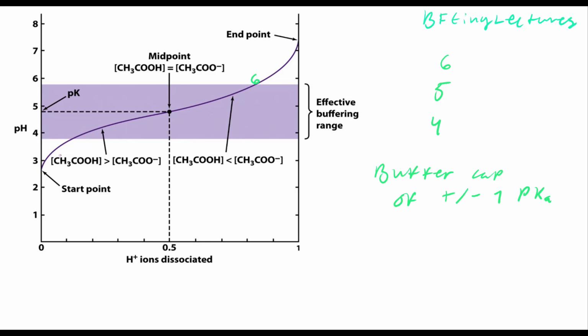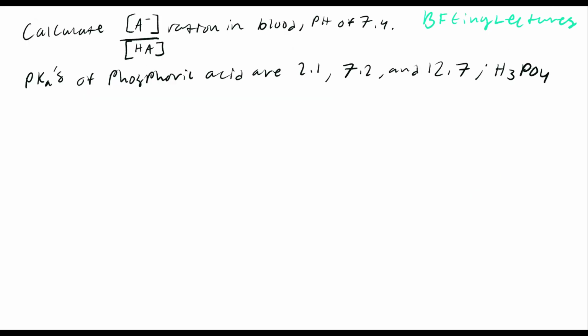Hopefully that clears it up for you. Oh, and for every buffer, there's a different buffer capacity, okay? So again, plus or minus 1 of the pKa. Okay, so now I will teach you how to make a buffer when you're given the ratio of an acid or base, okay?